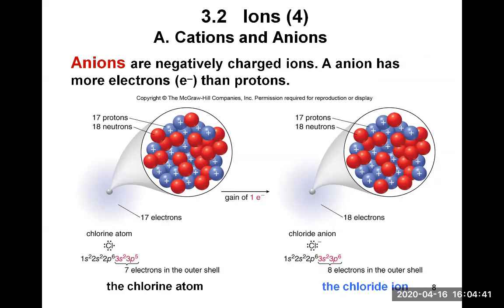chlorine, atomic number 17, has 17 protons in its nucleus and 17 electrons in its electron cloud. For chlorine, it is easier to gain 1 more electron to have 8 valence electrons in its outer shell. And so from 17 electrons, chlorine likes to become Cl- and gain 1 more electron. So 18 electrons for the Cl- ion.